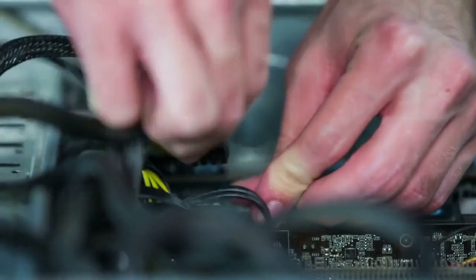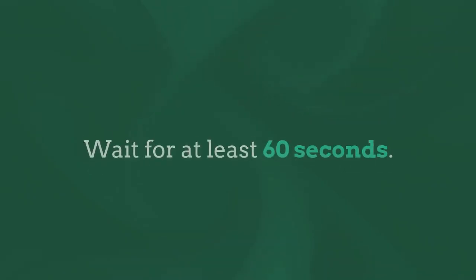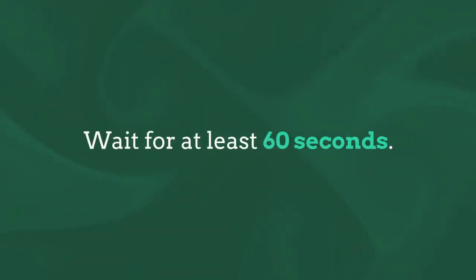First, you should try a simple power reset. Unplug the opener from the wall outlet. Wait for at least 60 seconds. Plug it back in and see if the code clears.